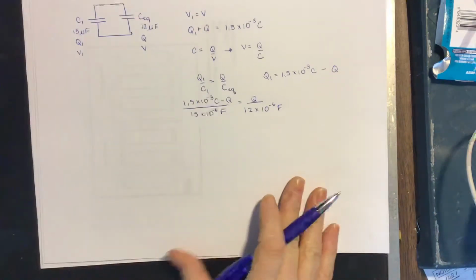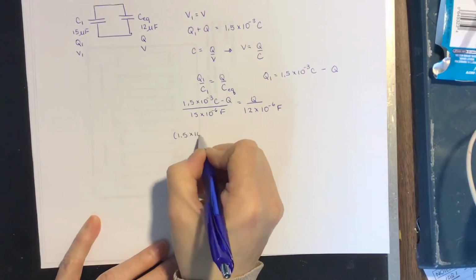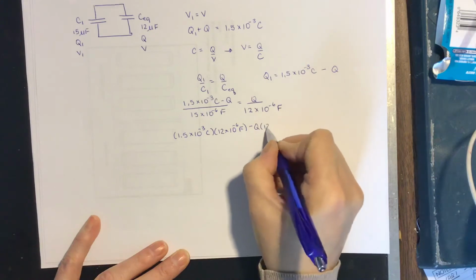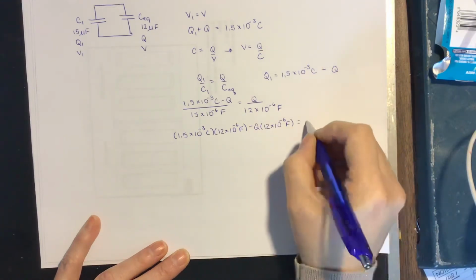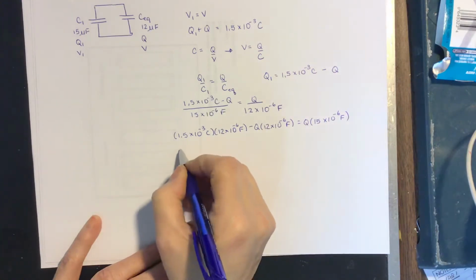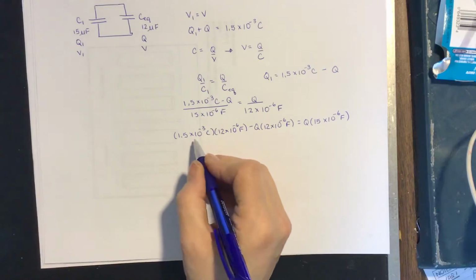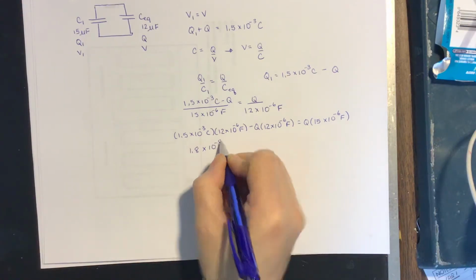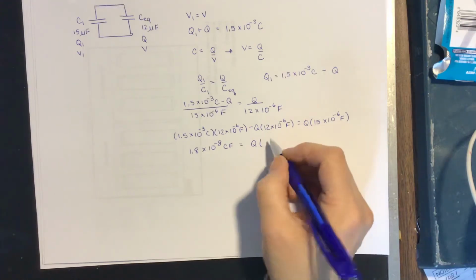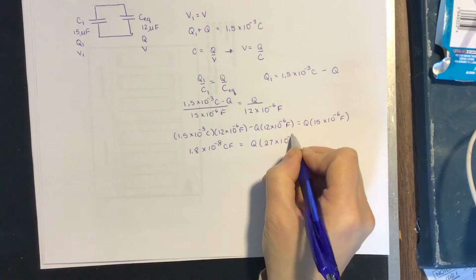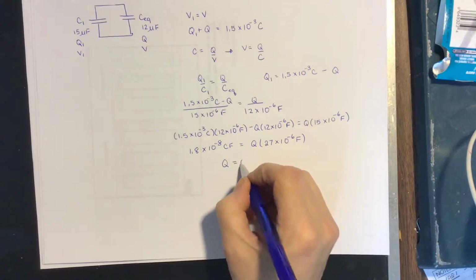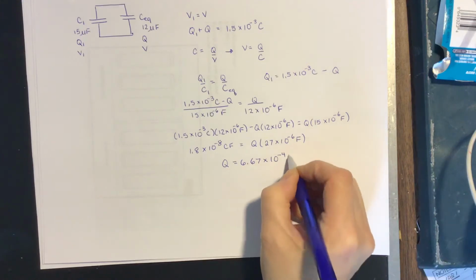This is an equation we can now solve, so let's cross multiply on both sides. Bring our Q term to the other side. So we multiply these two together, we get 1.8 times 10 to the minus 8 coulombs times farads equals Q times 15 plus 12 microfarads, so 15 and 12 is 27. So then our charge Q, we divide both sides by 27 times 10 to the minus 6. Q is 6.67 times 10 to the minus 4 coulombs.